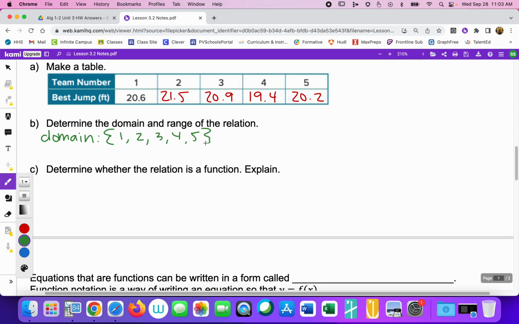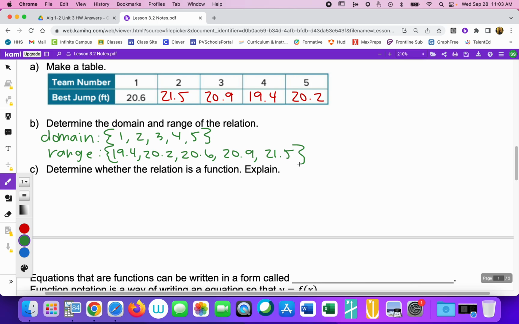But list that separately, the range, or you can write the range off to the right if you want to, depending on how small you write. Least to greatest. What would that be? 19.4, 20.2, 20.6, then 20.9, and 21.5. Again, if the book doesn't do it in order, I would prefer that you did. It's just a good practice long term. Technically, it is the same thing if you don't, but try to have that practice.